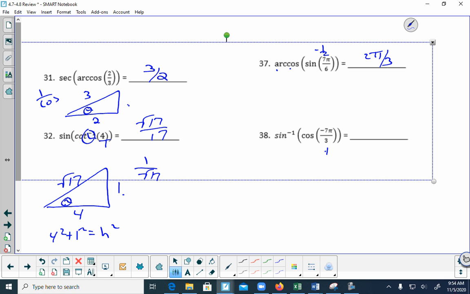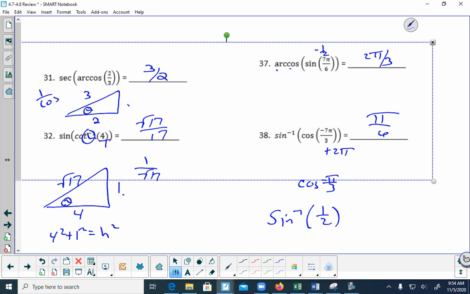Don't really like that, so I added 2 pi, and I get the cosine of negative pi over 3. That's a coterminal angle, which tells me it's in the fourth quadrant, which tells me my cosine is positive. So this is going to be the inverse sine of a positive 1/2. So when is the sine equal to 1/2? And you're going to say pi over 6. So that's how I do those ones.